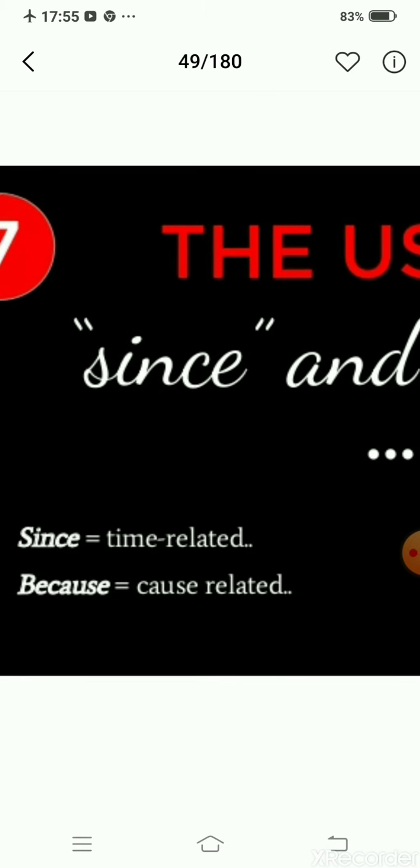Error number seven in the common category, the use of since and because. Look at that: since is always time related, because is cause related. It's very simple. If there is some reason for the delay and the person has used since, then it's wrong. And if there is a time related context and the person has used because, then also it's wrong. Very easy to understand. When the context is time related, then since. When cause related, because will come.